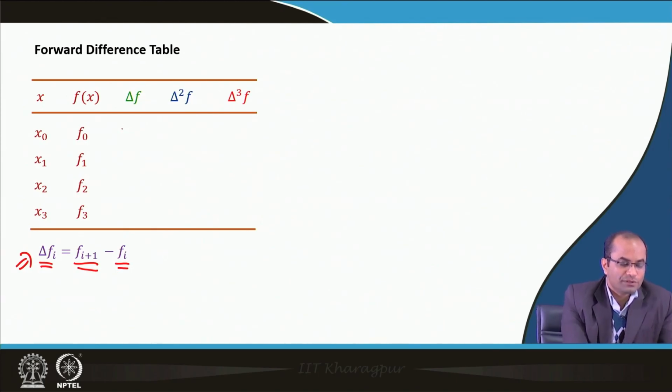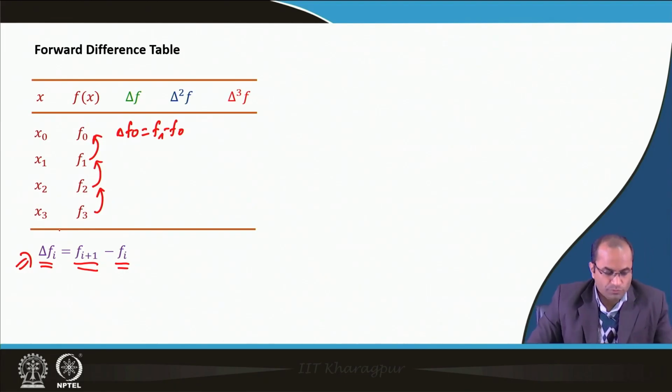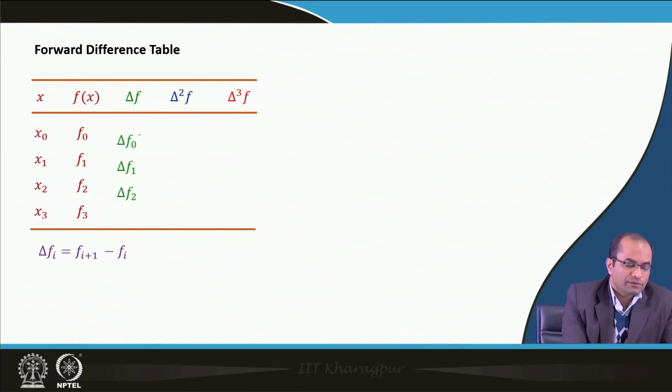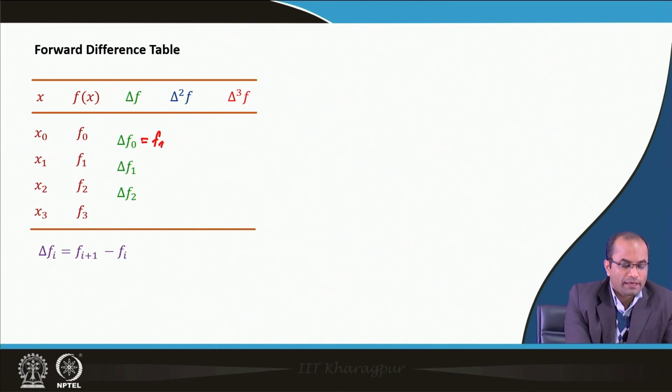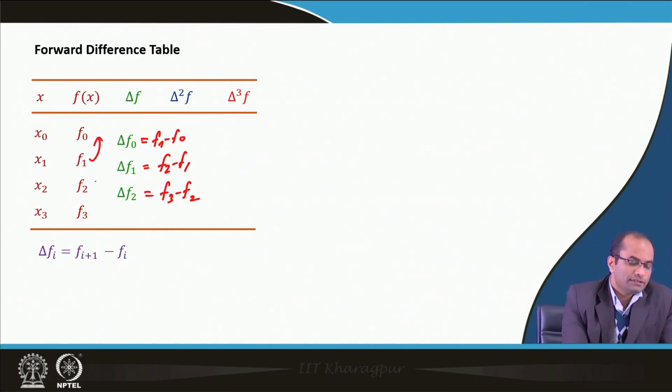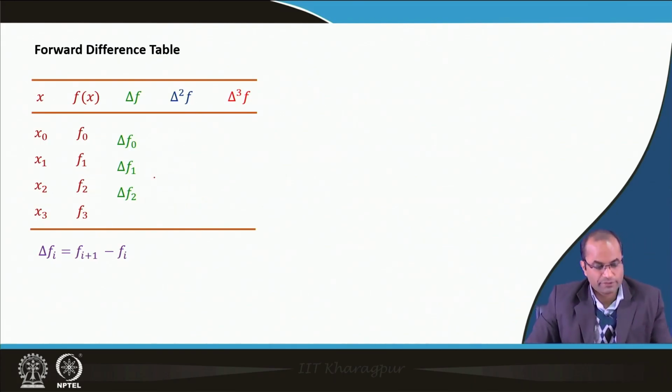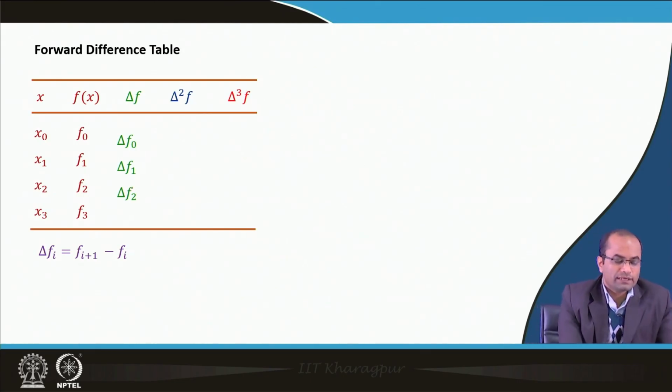So here the delta f0 which will appear at this place will be nothing but f1 minus f0. So we go with the difference here, f1 minus f0, then f2 minus f1 and then f3 minus f2, and we will get these delta f0, delta f1 and delta f2. So delta f0 is nothing but f1 minus f0, delta f1 is nothing but f2 minus f1, and delta f2 is just f3 minus f2. So just by doing these differences, we can get these first order differences, delta f0, delta f1 and delta f2.